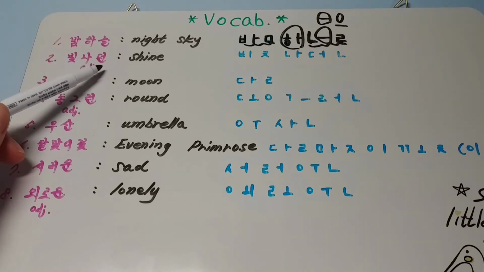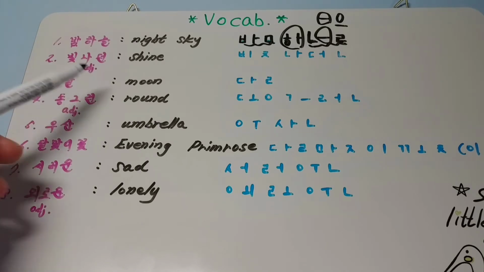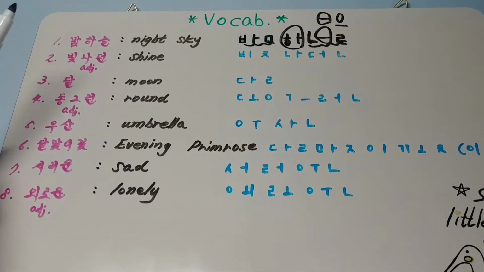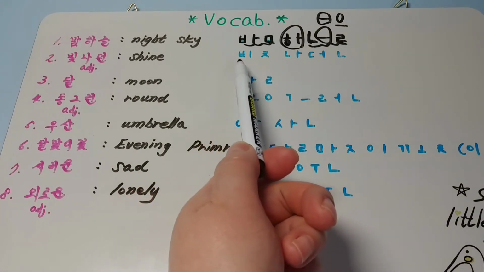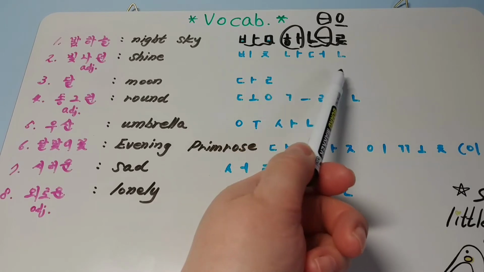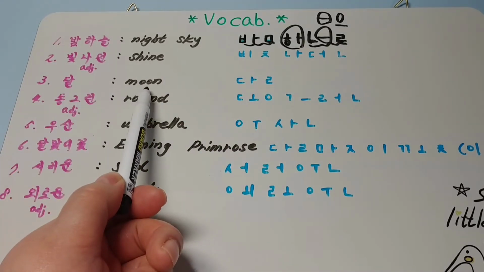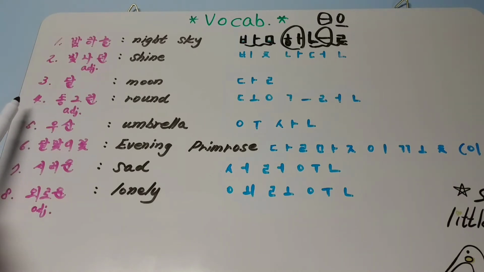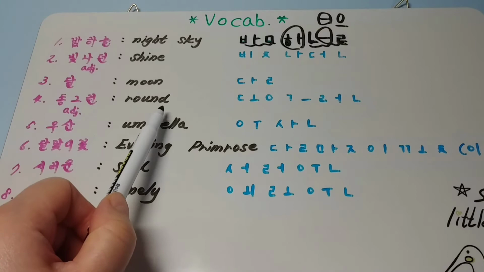Binnada. This is an adjective. It means shine. You can see the right order to write it. Number 3, dal. It means moon. Number 4, donggeuran. It means round.